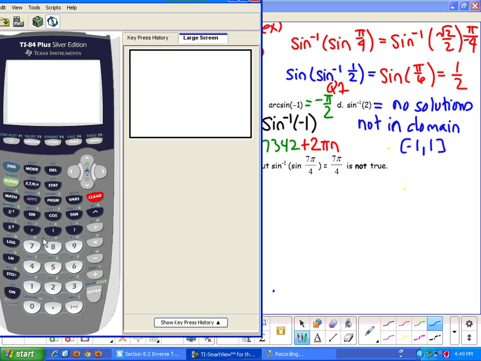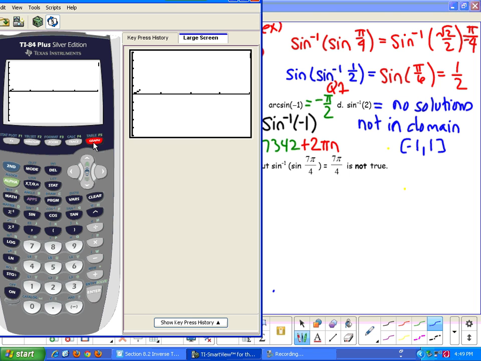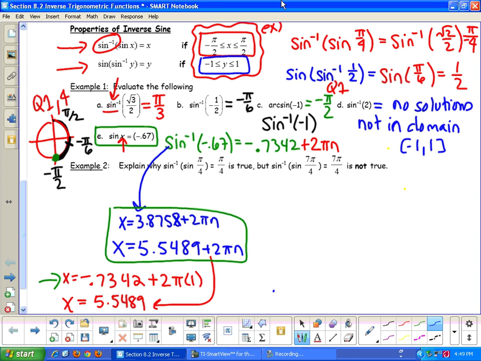And notice that if I go to my y equals and I graph the sine inverse of x and hit graph, and I guess I should change my window, zoom 7. Notice that it only graphs what we had graphed previously from negative pi over 2 to pi over 2. So your graphing calculator does the same restrictions that we do.